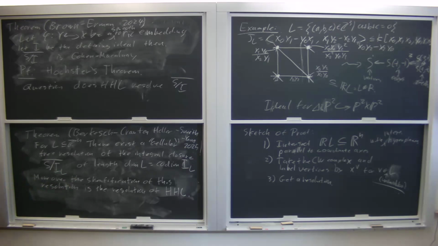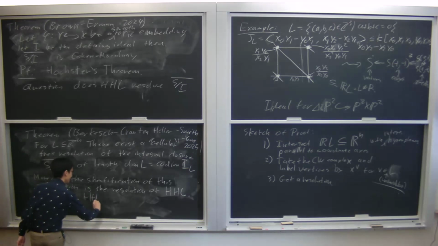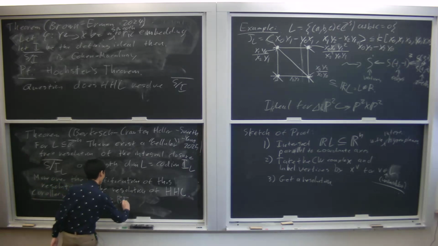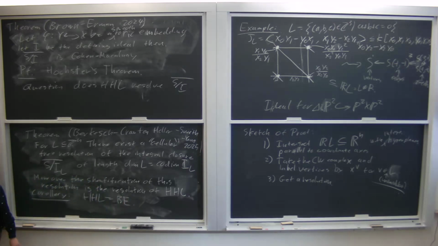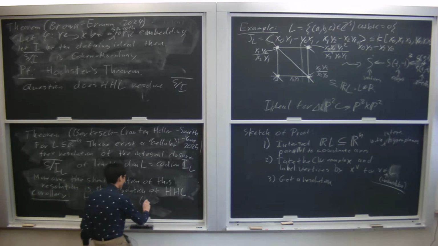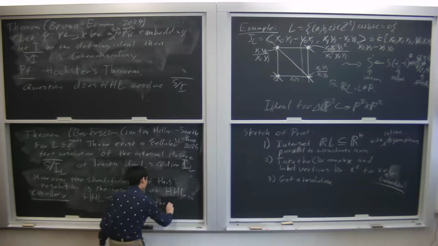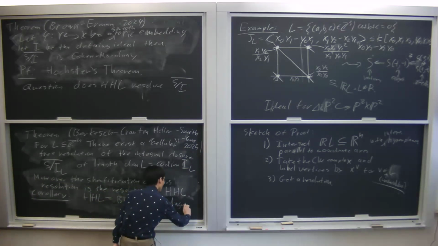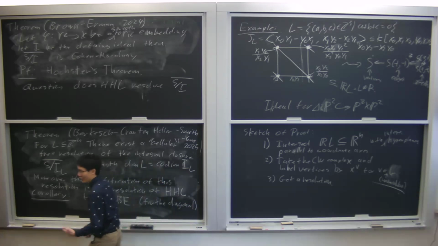But this is the final result. And the corollary in a pithy form is HHL equals BE for the diagonal. Otherwise, they have a minimization in between. Okay. I'll stop there, since it's 52. I think that's a good time to stop.